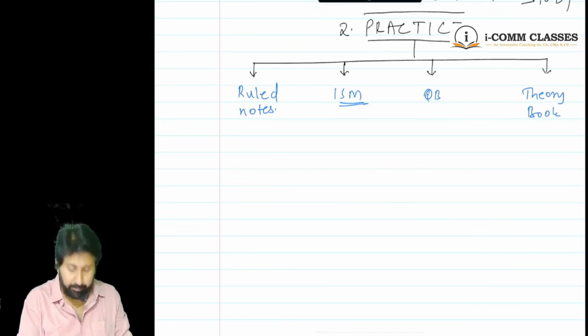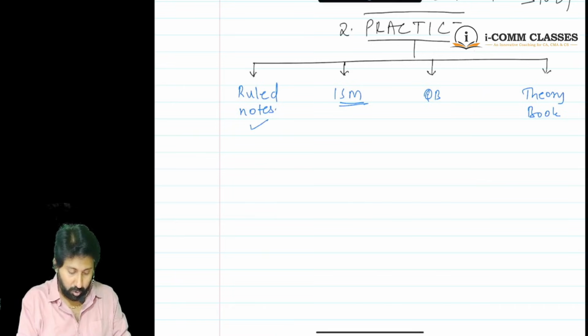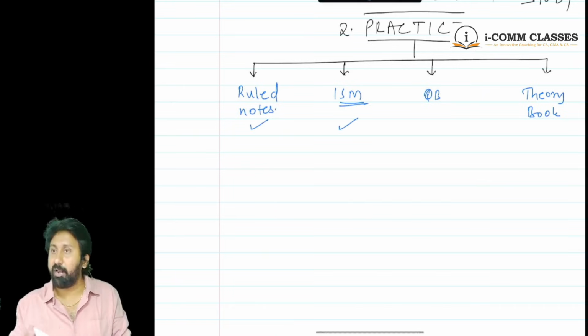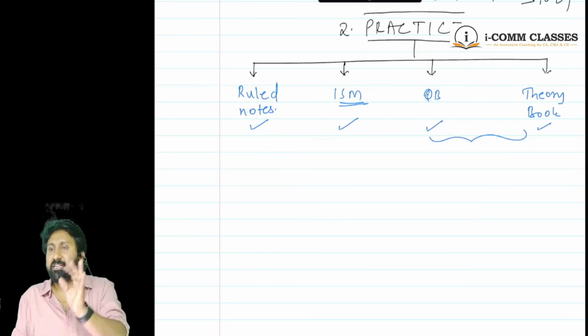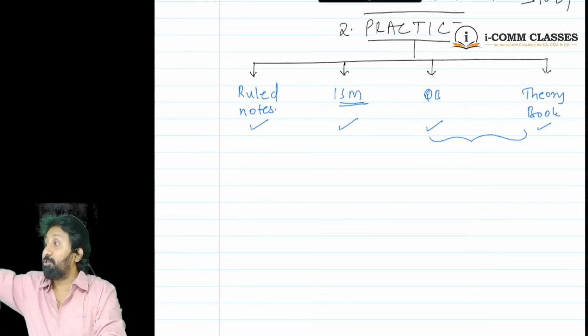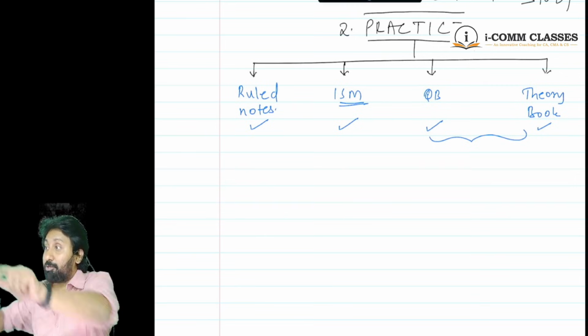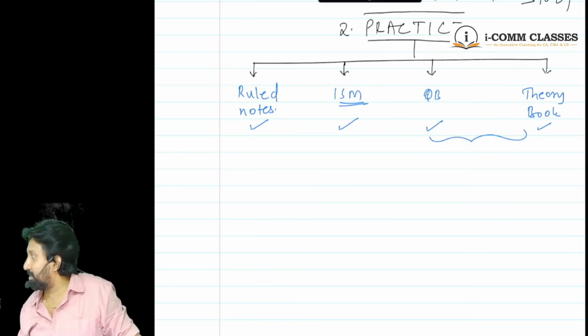Another important point. First thing, 4 books are mandatorily required: ruled notes, study material, question bank, and theory book. Next time when I start the FM class, these 2 books will be in your hands. If you show me those 2 books, I will give you these 2 books. Do you understand the point, everyone?